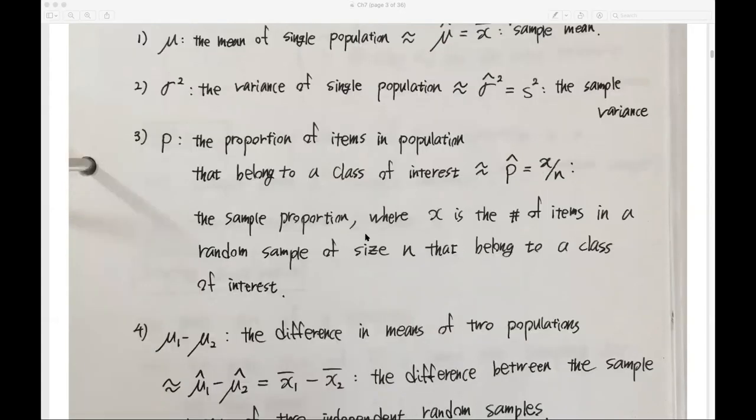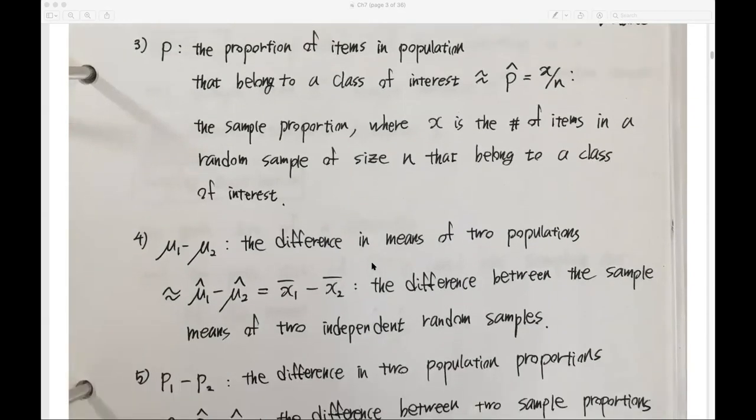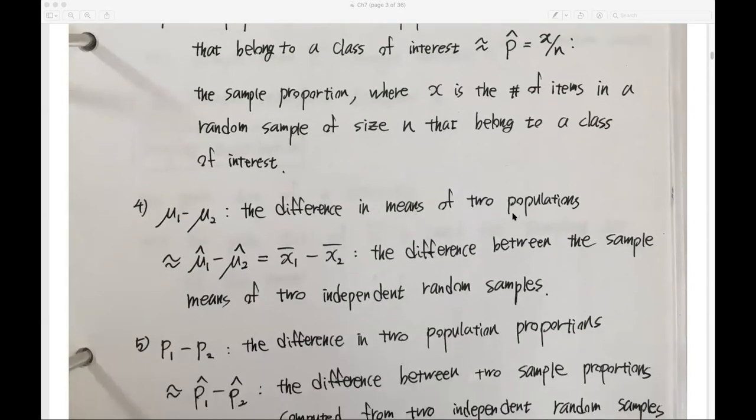The sample proportion, where x is the number of items in a random sample of size n that belong to a class of interest. Sorry, n is the sample size. It's almost impossible to figure out the total number of the data in the population. And then mu1 minus mu2, that's the difference in means of two populations.